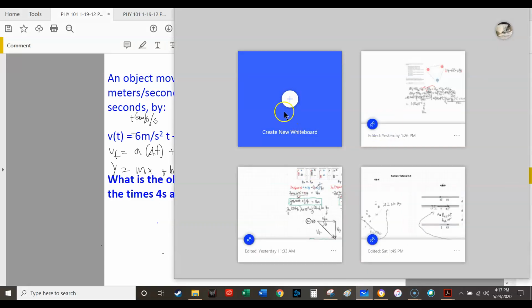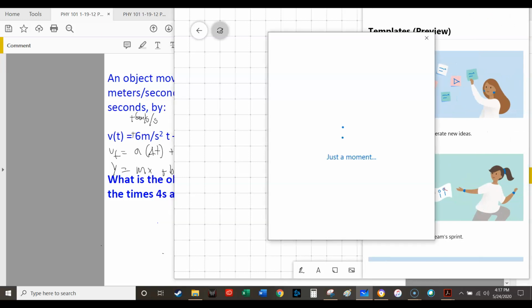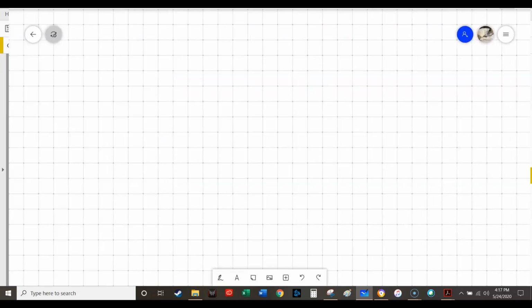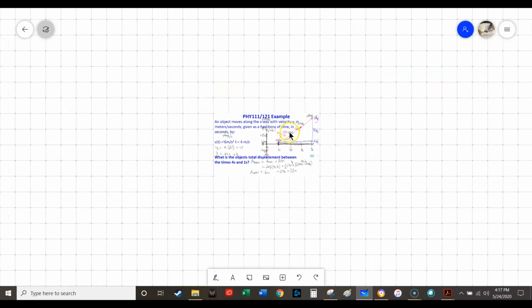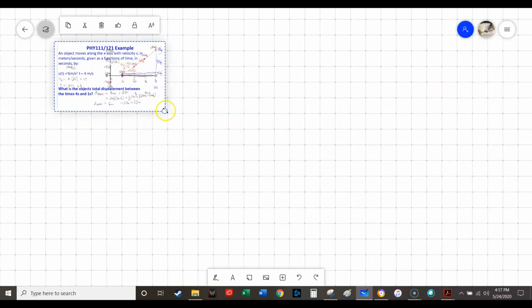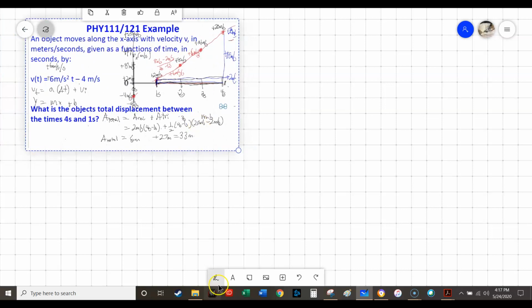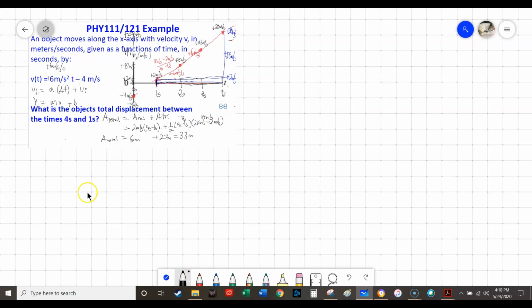Okay? So I'm going to click on here, start a new whiteboard. And then we're going to put our work right here. And then I'm going to expand upon this. Okay? So we're going to do calculus in here. Okay? So the velocity is equal to displacement over time, right? Which is like saying dx dt, right? Multiply both sides by dt. Dx is going to be equal to v dt, right?